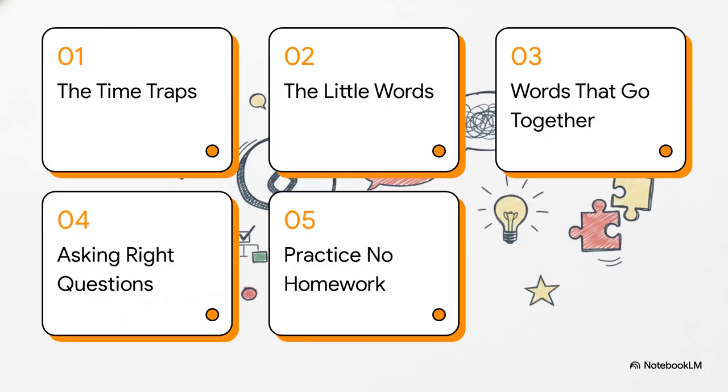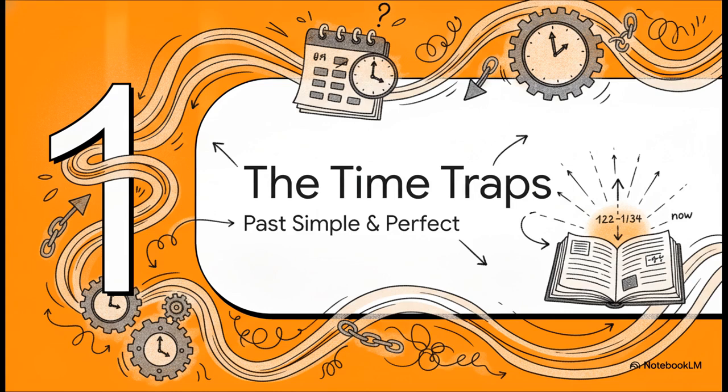So here's our roadmap for today. First, we'll hit the time traps. Then, master the little words. Look at words that go together, move on to asking the right questions, and wrap up with practice without the homework. Let's get right into it. Section 1. The time traps. Past simple and present perfect.